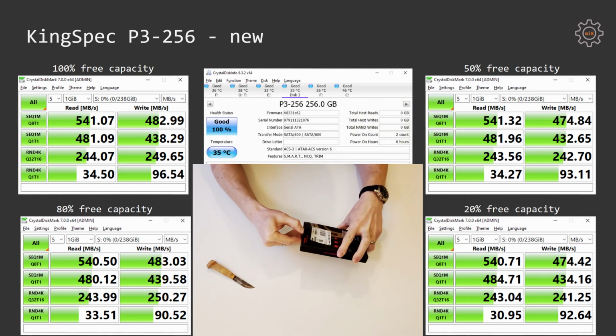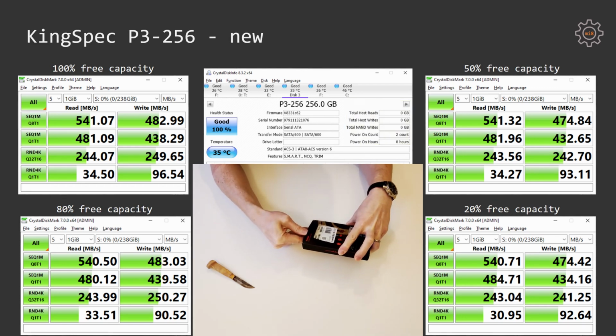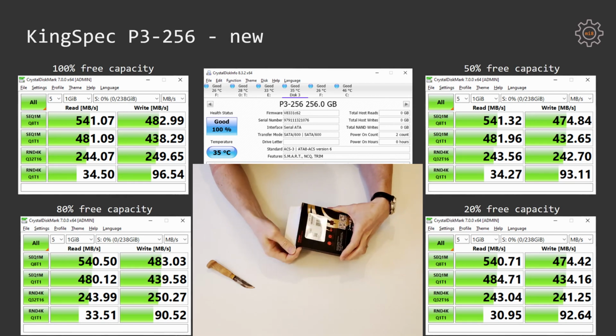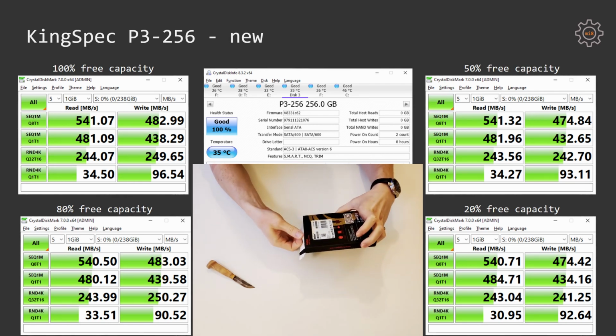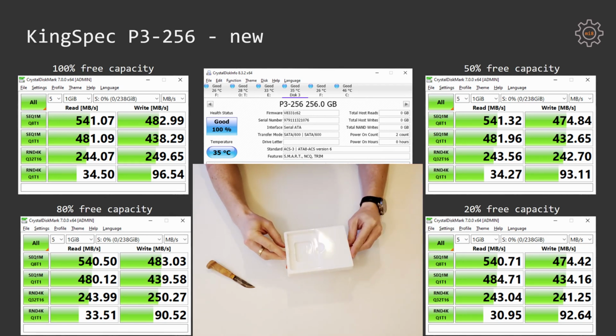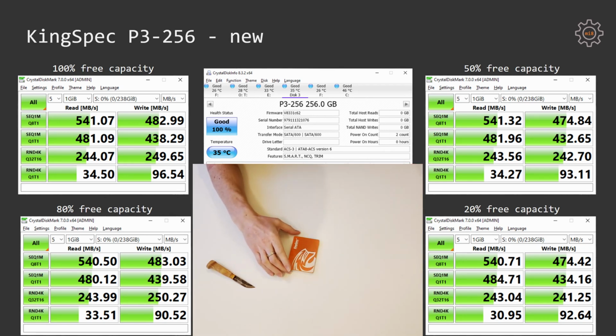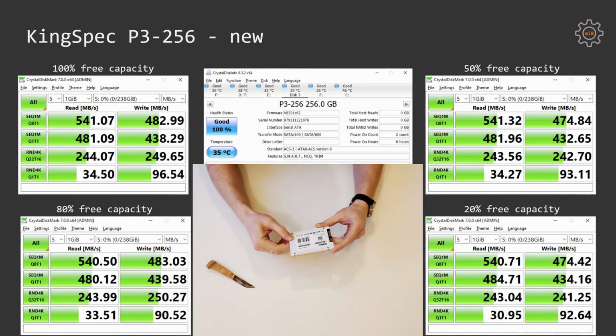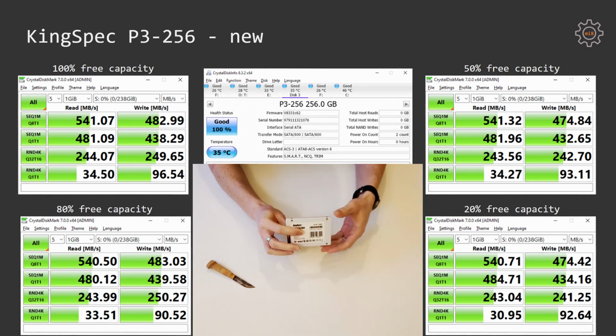Running Crystal Disk Mark 4 times with 100% free capacity, 80% free capacity, 50% and 20% free capacity, the values are slightly deviating, but overall the scores are very consistent across the board and the performance does not degrade with reduced capacity of the free space on the SSD.